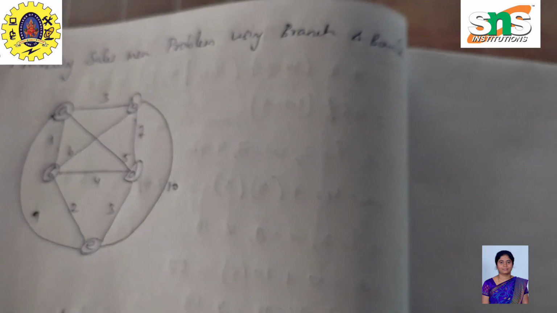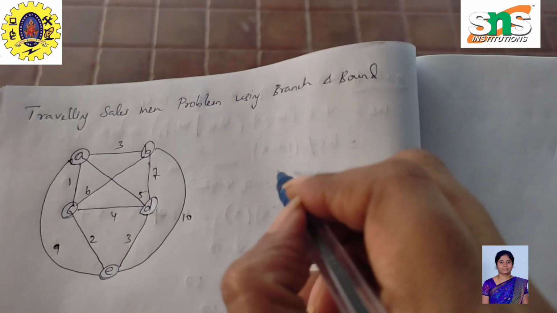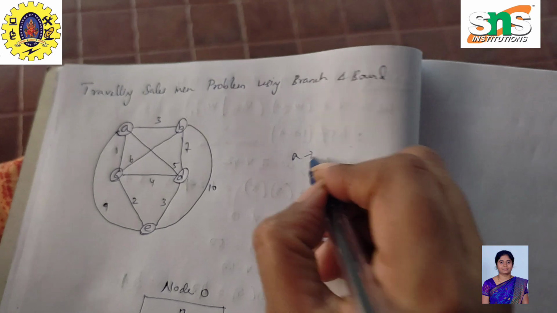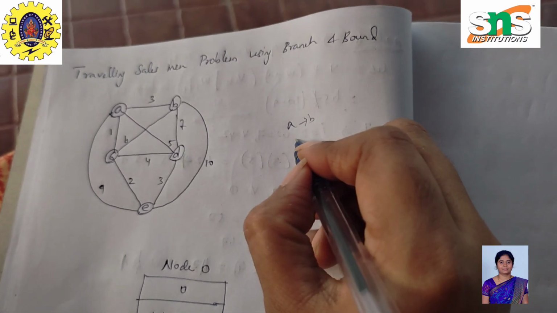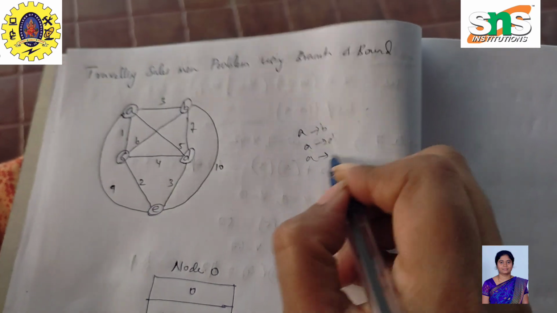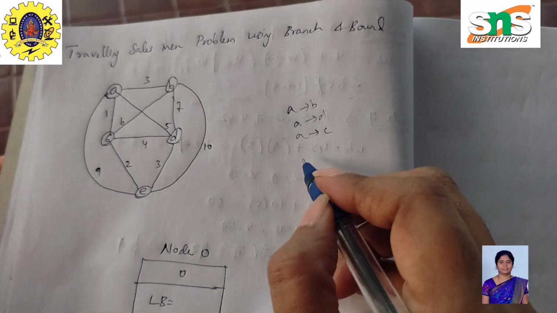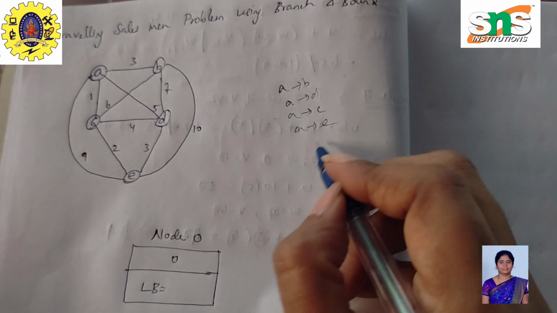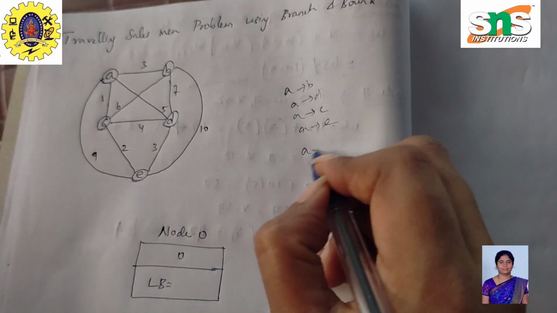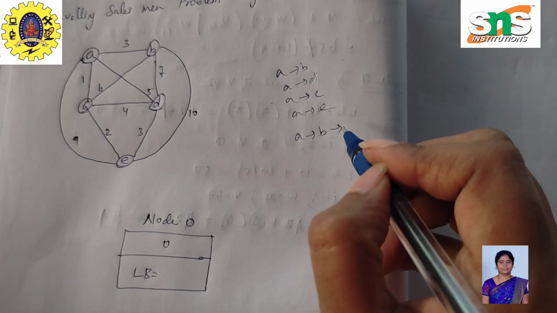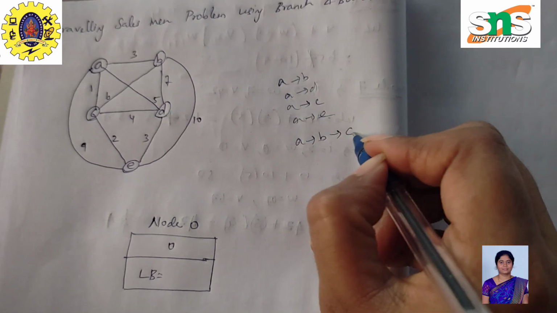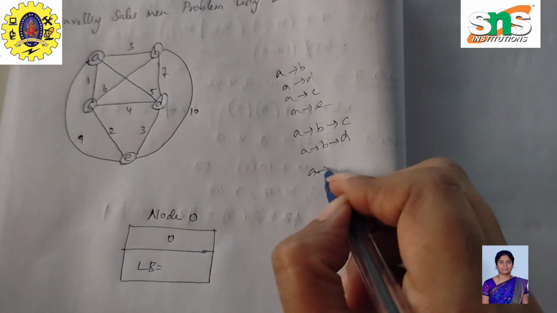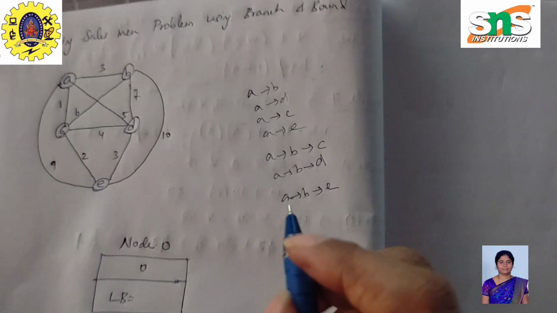So initially, for example, if I start with A to B, we also have adjacent nodes A to D and A to C, and A to E. So these are the adjacent nodes I have for A. And if I choose A to B, after B I can visit C, or from B I can visit D, or from B I can visit E. So these are the possible ways.